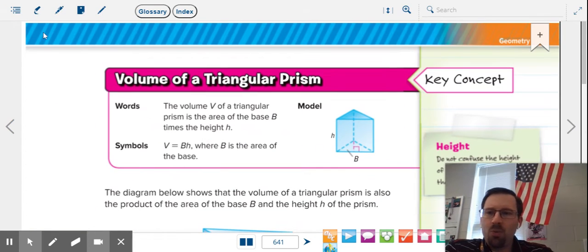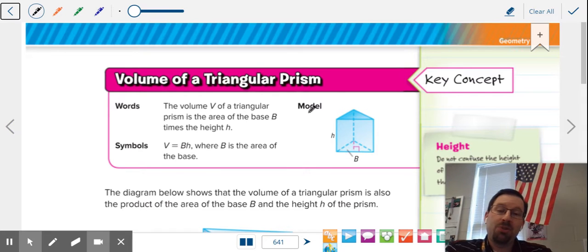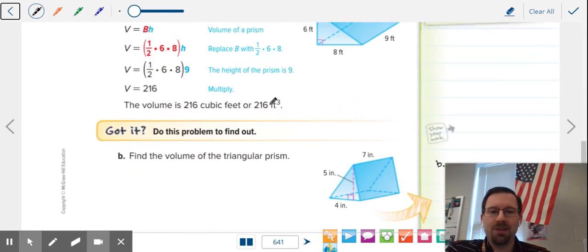Now, what do we do if it's a triangular prism? If you remember with triangles and rectangles, if you have a triangle that has the same dimensions as a rectangle, a 4x6 triangle, a 4x6 rectangle, the triangle is exactly half of the rectangle. So logically, when you make a 3D shape, if they have the same dimensions, all you have to do is find half of the rectangular prism, and it will give you the volume.